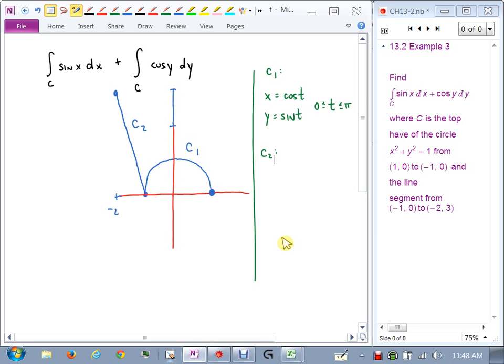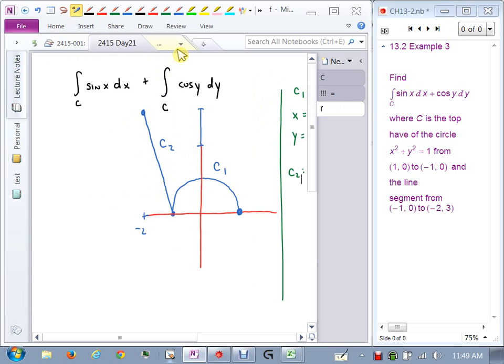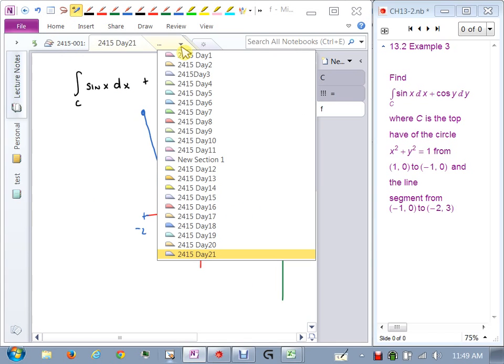We could make a line, yes? We could find the equation of the line, like y equals whatever. We could do that. I've got another idea for you.